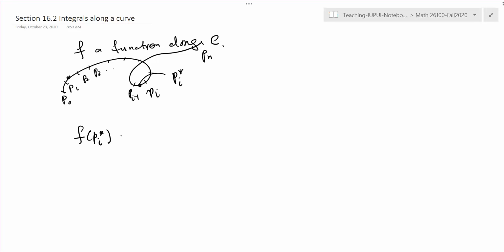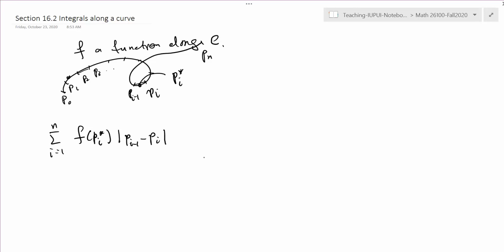You multiply it by the distance between P(i-1) and P(i). Then you add them together, from 1 to n. That gives you the approximation of the total value for f.